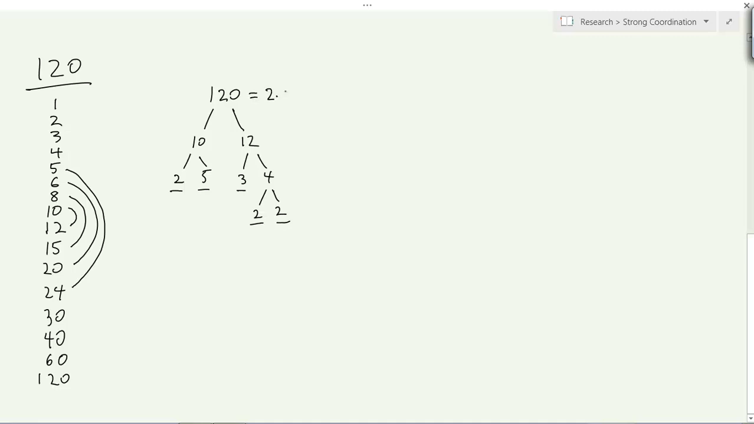So we have 2 times 5. I'm just writing the list of all the primes that we see below. That is the prime factorization. Notice if we multiply all these, we get 120.